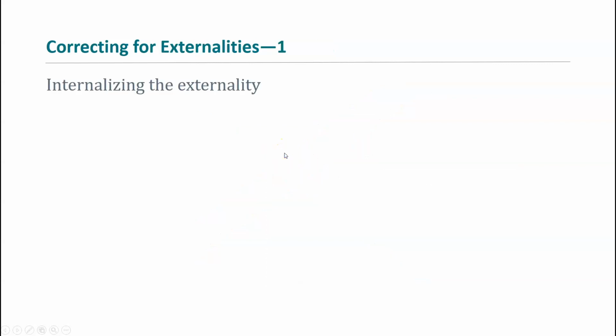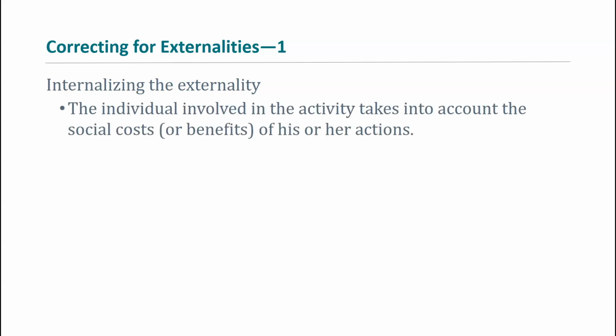How do we do that? How do we correct this externality problem? The answer is we have to figure out some way of getting the people who are involved in the market activity to internalize the externality. We want the individual or individuals involved in the activity to take into account the social costs or benefits of their actions. Not just consider your own internal costs, but consider the social costs.